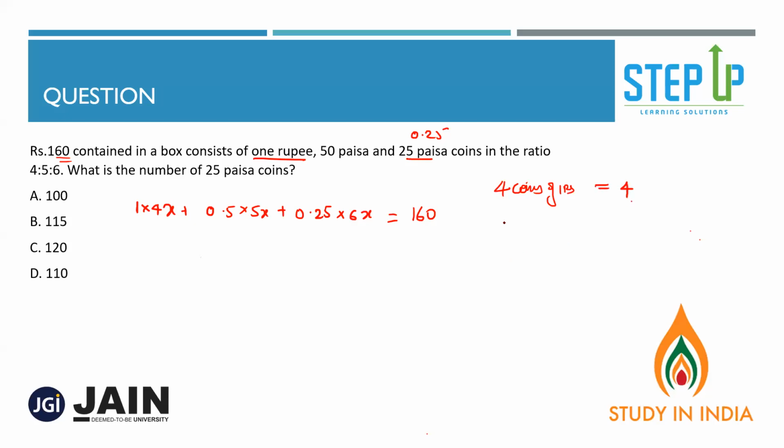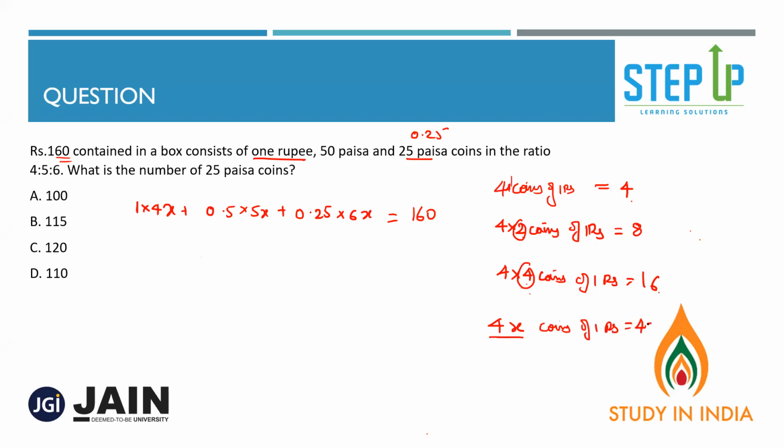Now, if you have 4 into 2 coins of 1 rupee, how much amount will you have? 8, right? If you have 4 into 4 coins of 1 rupee, what amount will you have? 16. So basically what is happening, I don't know here the number of coins, but I am taking from my side 1 coin, 2 coin, 4 coin. But if it is X number of coins, because I don't know the number of coins, I'll take 4X coins of 1 rupee. It means that I'll have 4X rupees. Agree? Understood, Anil and Lisa?